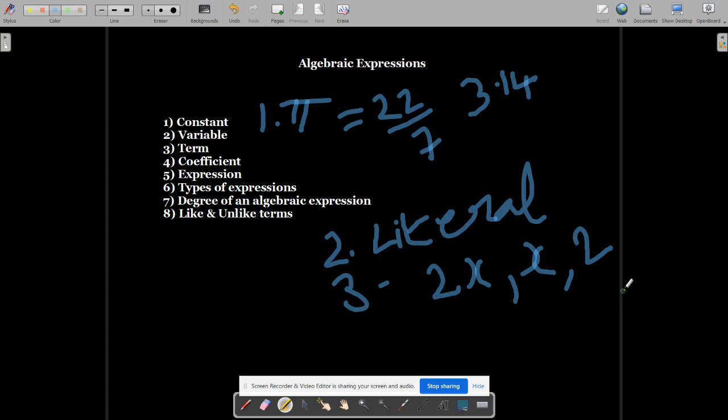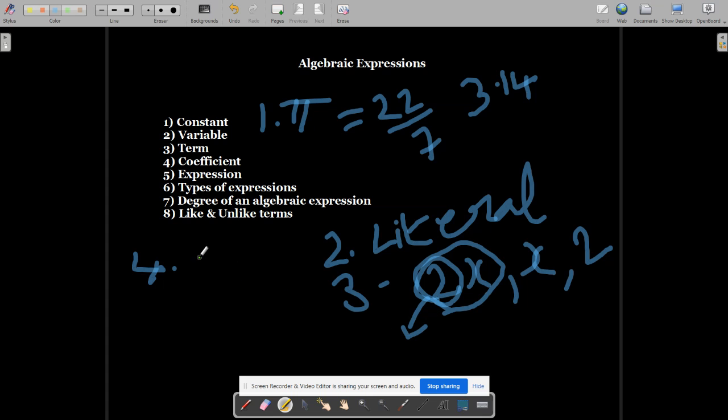Next one is coefficient. For example, 2x is there. What is the coefficient of x in 2x? 2 is the coefficient. 2 is called the numerical coefficient.